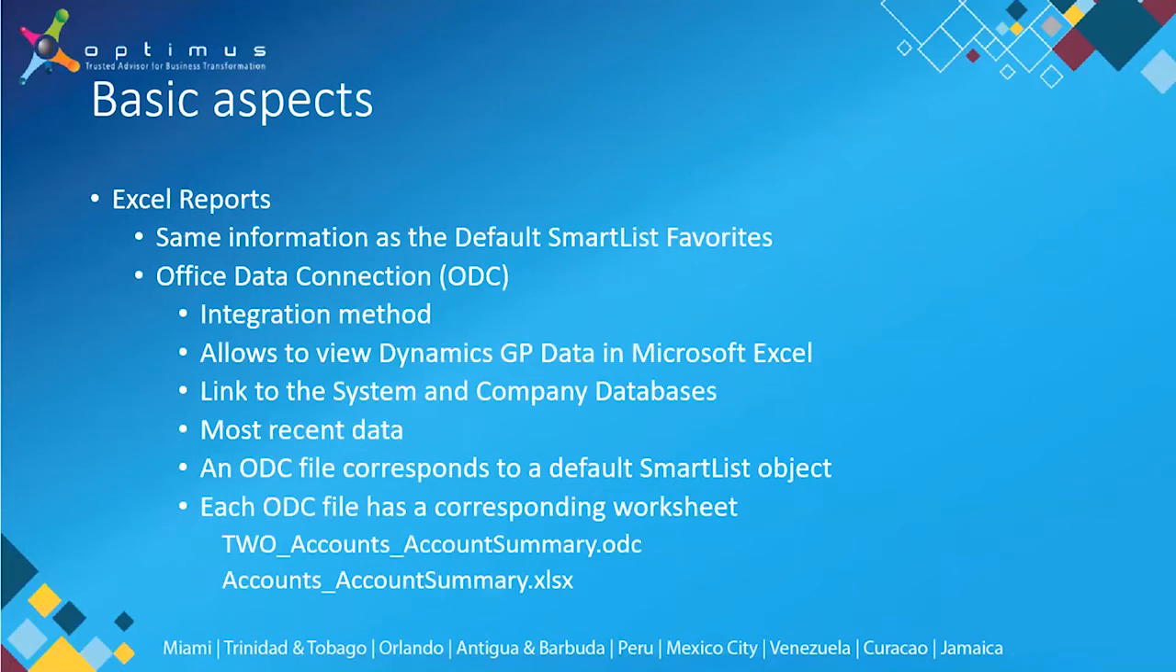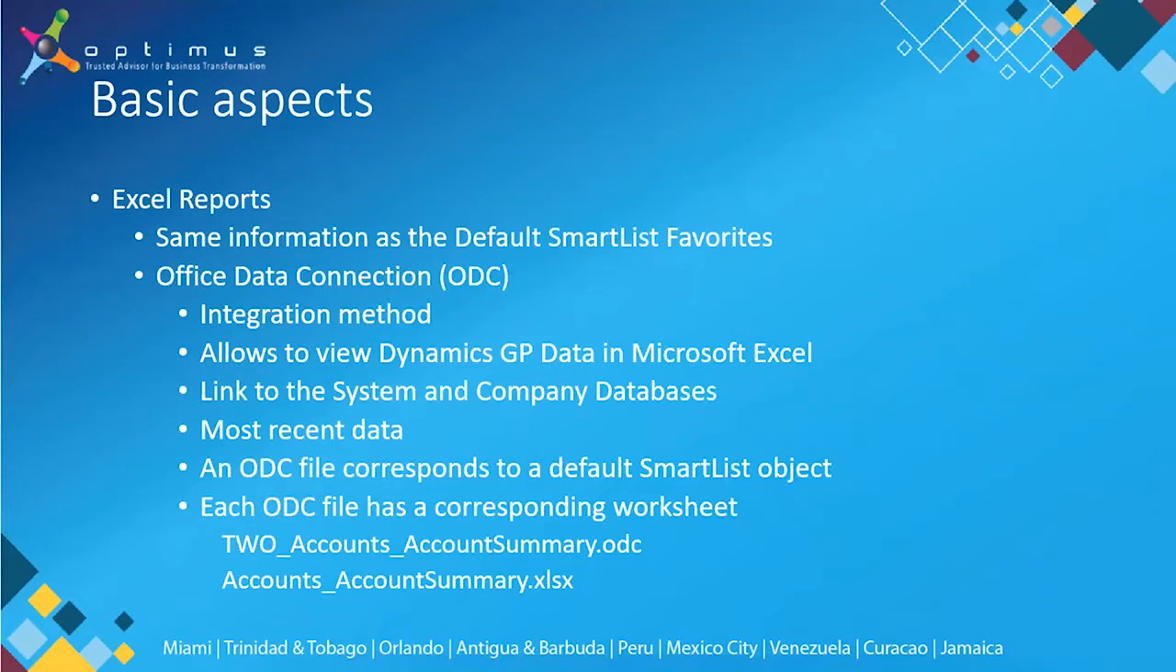Let's talk a little bit about the Excel reports. The Excel reports normally pull the same information that you can see in your default Smart List favorites. For example, if you go to GP and open the sales folder, choose sales transactions, and then choose the asterisk, which is the default favorite, the information in that Smart List will be the same information that you can see in the Excel reports. The Excel reports use an integration method called Office Data Connection, or ODC.